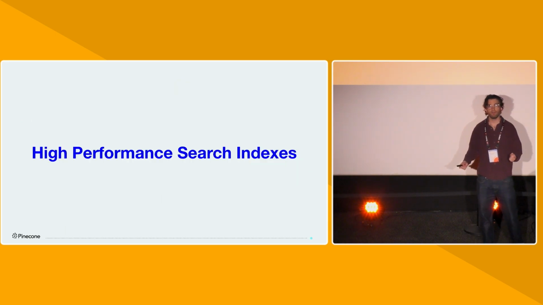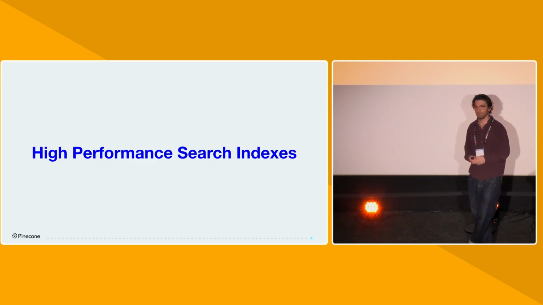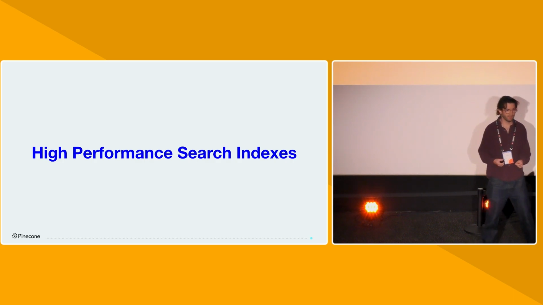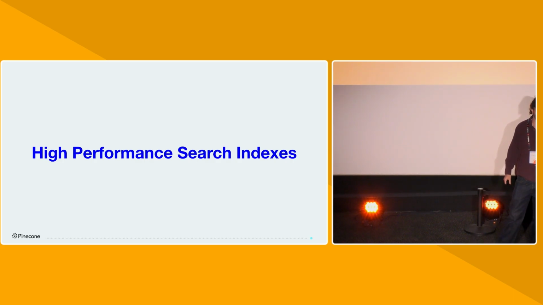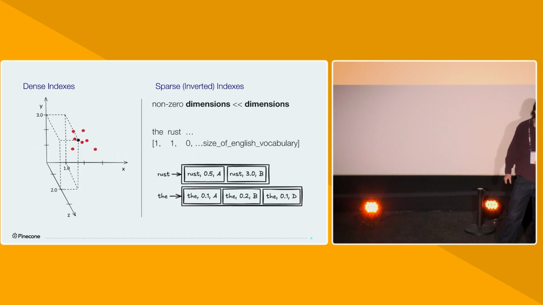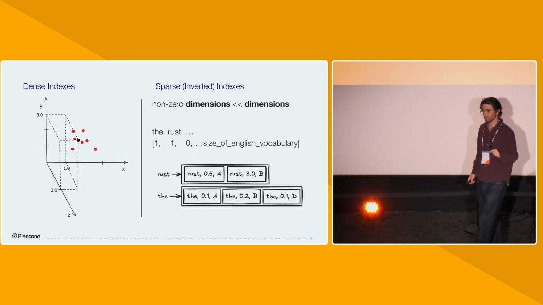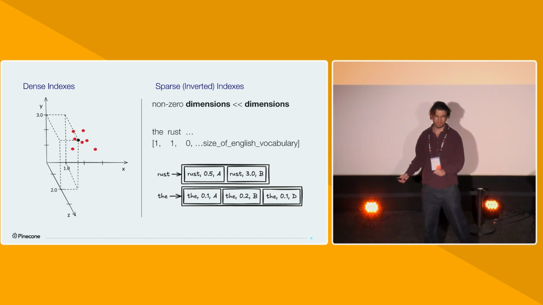So now I'll get a little bit more into the details of what my team does, the algorithms team at Pinecone, and why we use some of the cutting edge features in Rust to build these high performance indexes. So first of all, let's talk a little bit about the difference between a dense and a sparse index.